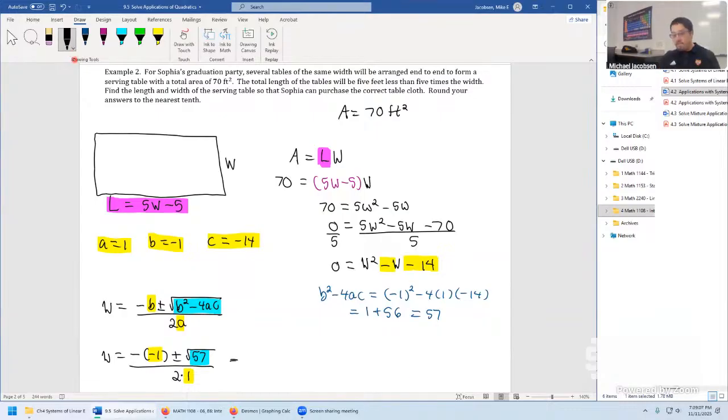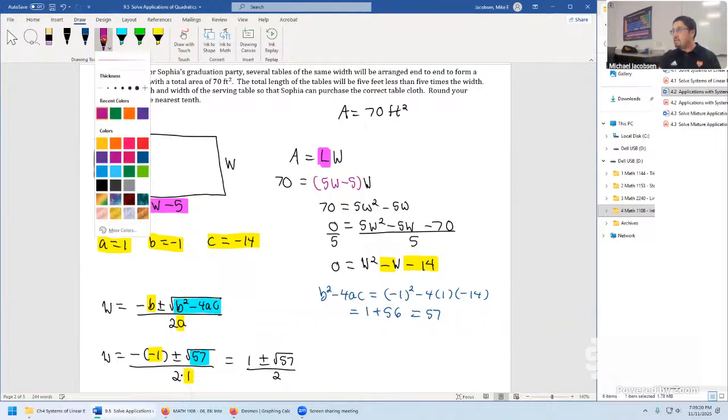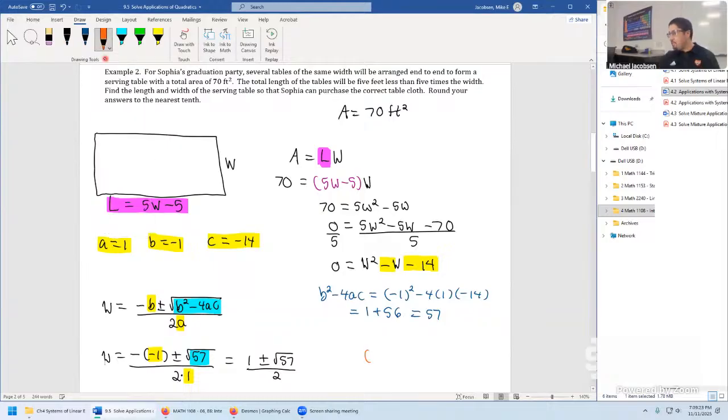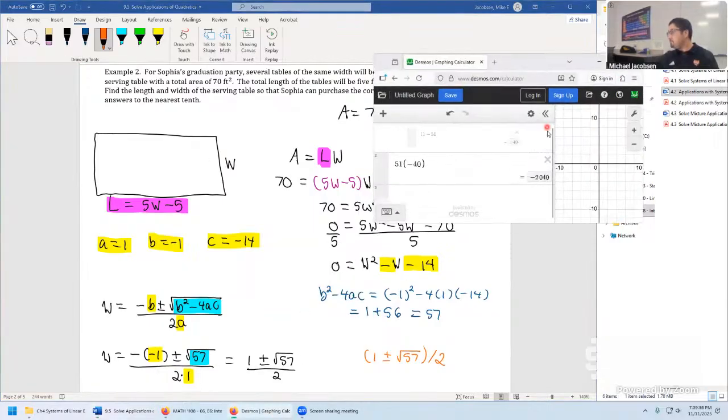That means when we go to actually round this to the nearest tenth, we'll be plugging this into the calculator. We're plugging in 1 plus or minus the square root of 57, divided by 2. In your calculator, it's going to look more like this: 1, you'll pick a positive or negative sign, square root 57, put parentheses around that whole numerator, and then divide by 2. So let's see what we get out for W. First a parenthesis to match up this form, 1 minus square root 57, divide by 2.